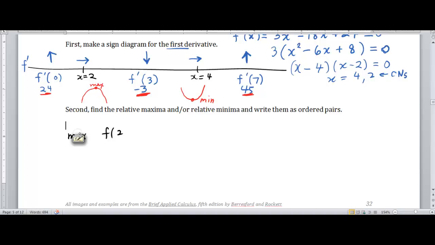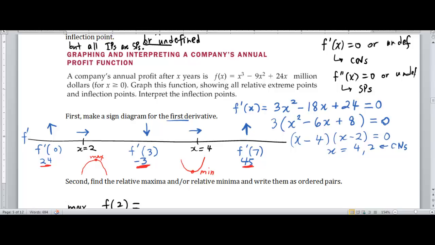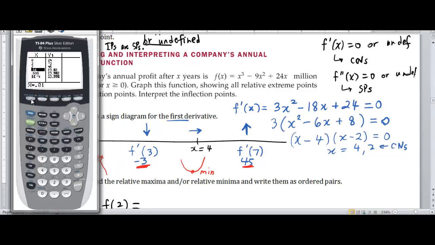Alright, let's try it again. Let's plug 2 into the original function, and we have a min at 4. So we're going to plug 4 into the original function. Okay, so where's my original function? Right here, x to the third.